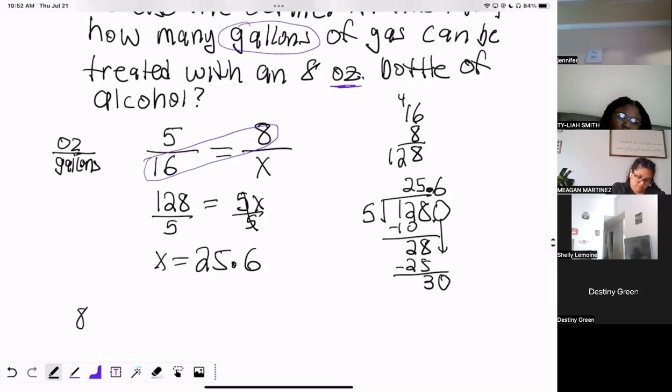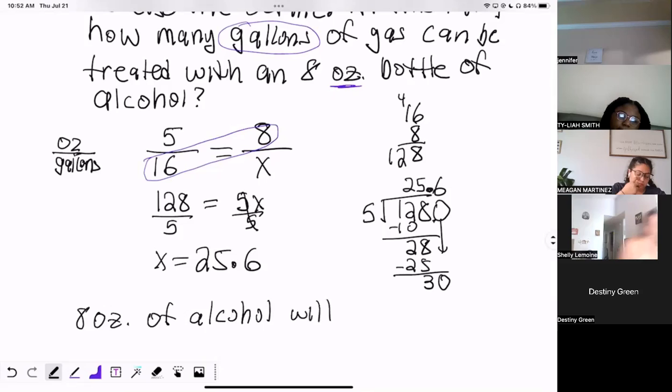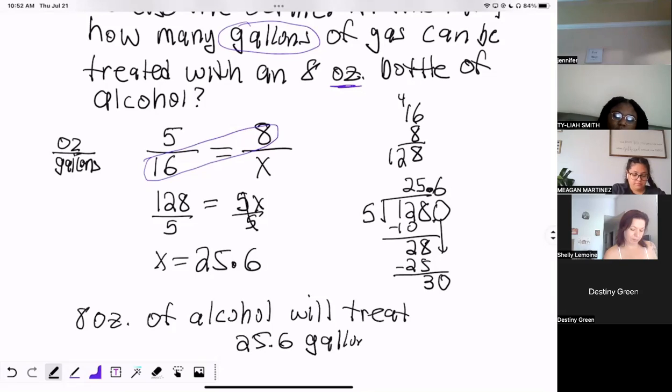8 ounces of alcohol will treat 25.6 gallons of gas, something like that.